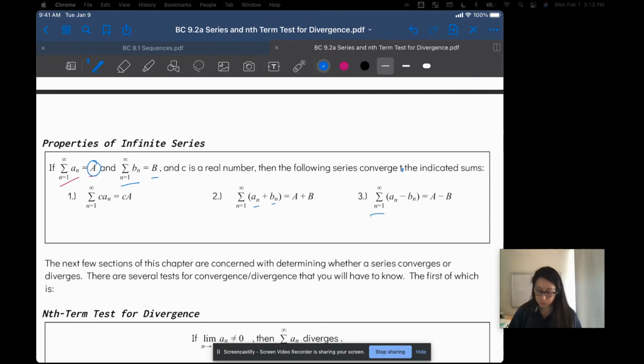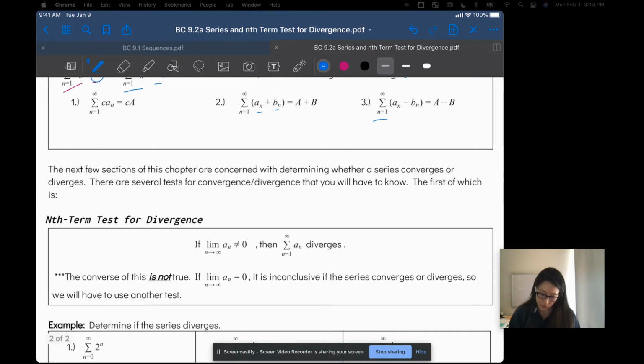Okay, so in this chapter, we're concerned about whether a series converges or diverges, and then sometimes we can figure out what value it converges to, sometimes not. Okay, so I'll have another video in a second. We're going to look at our first test.